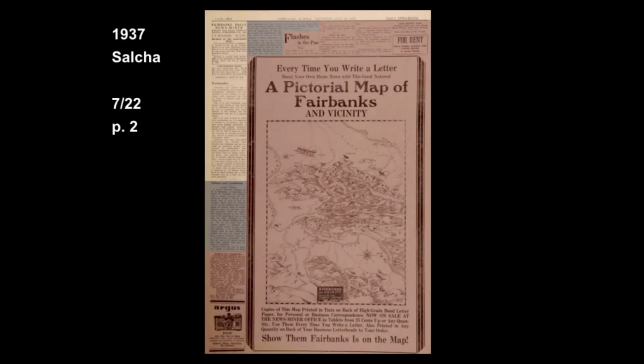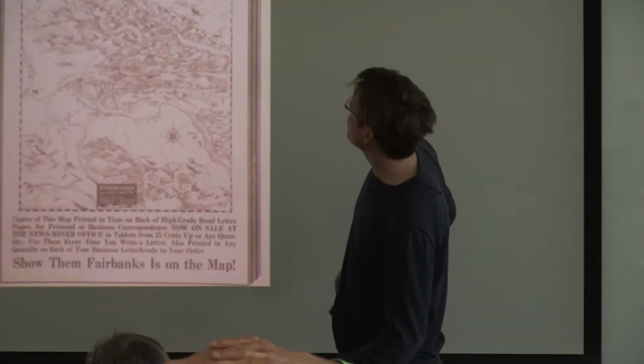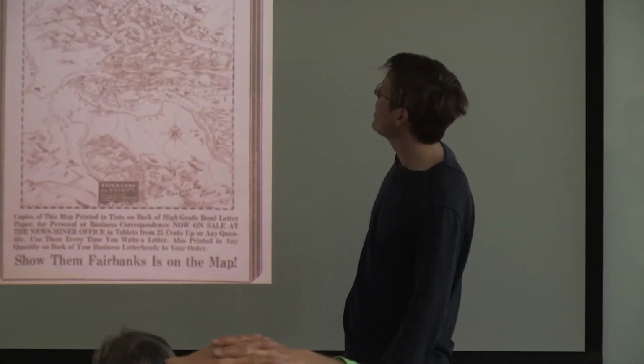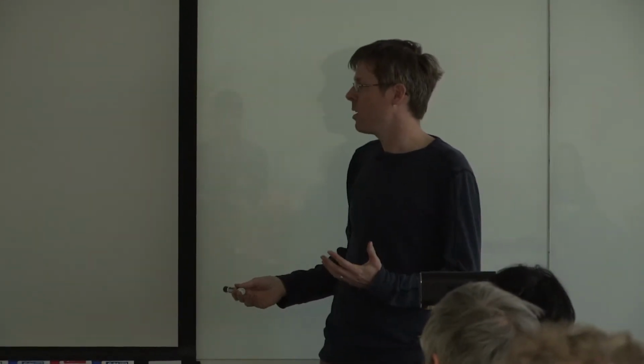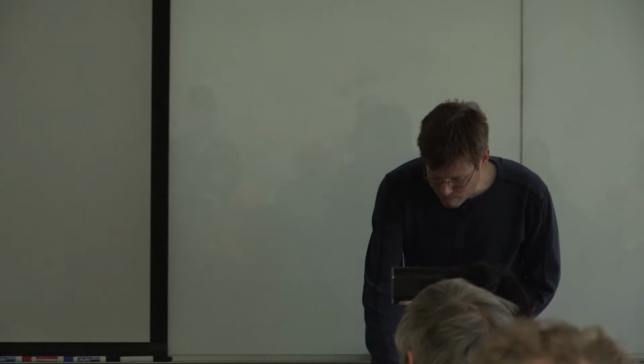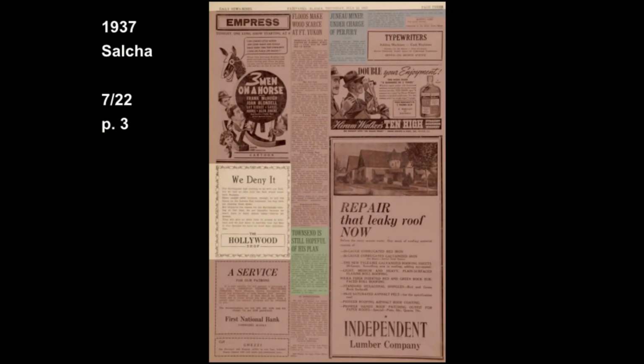This is page 2. Here's a cutout. You cut out a map of Fairbanks and you send it to people. Every time you write a letter, you boost your own hometown with a good-natured pictorial map of Fairbanks. These are just the kinds of things you don't see in the paper, but as you go through here, you'd probably enjoy looking at some of this.